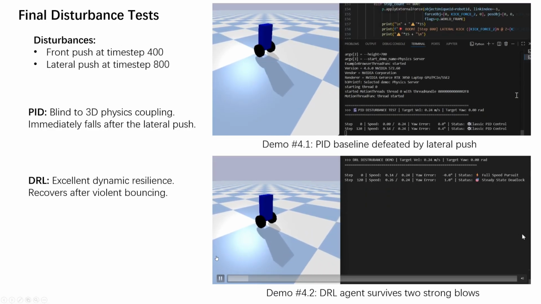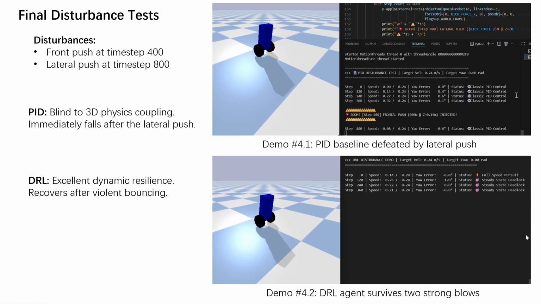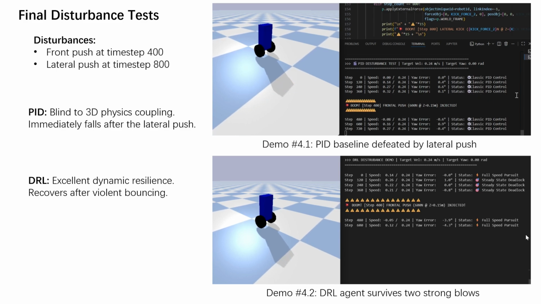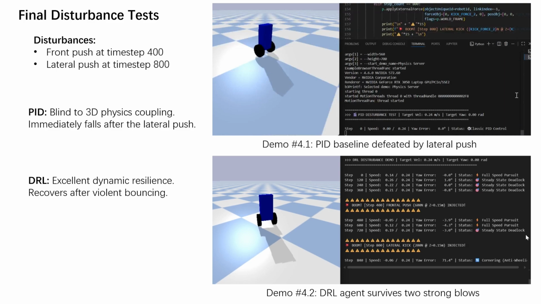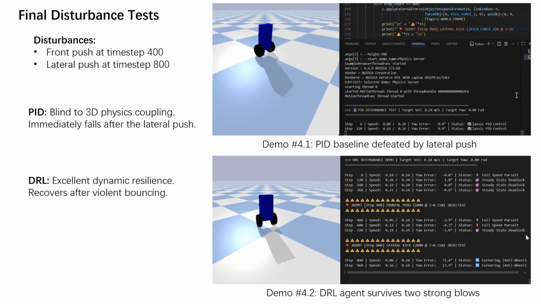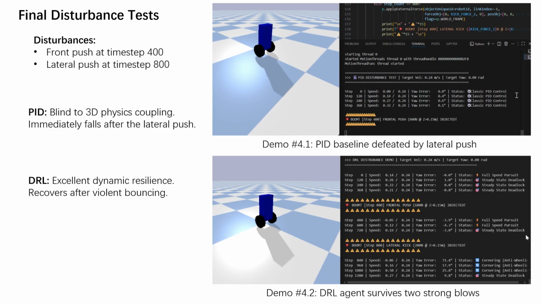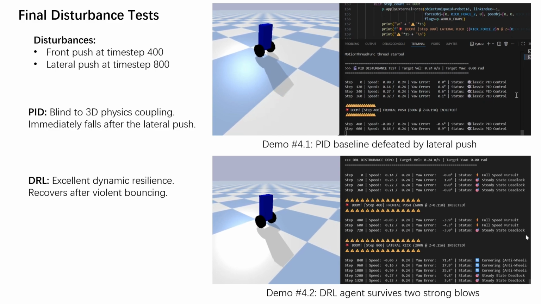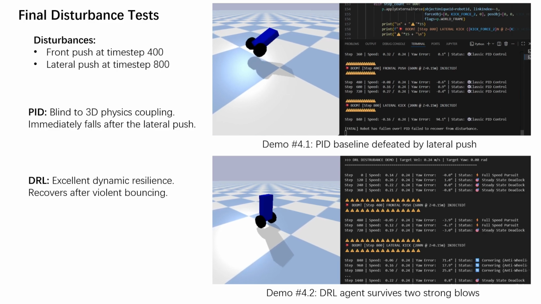The ultimate dynamic resilience was evaluated in these final disturbance tests. We applied a front push at time step 400 and a much more dangerous unmodeled lateral push at time step 800. Notice the baseline cascaded PID controller on the top. While it is strong in the longitudinal direction, it is completely blind to 3D physical coupling. The lateral push immediately defeats it.